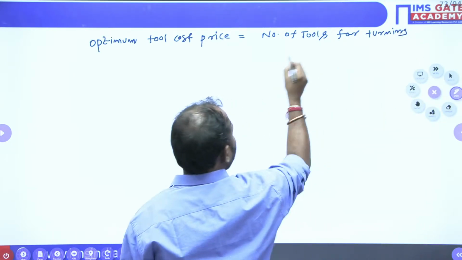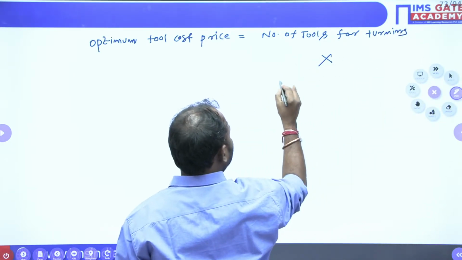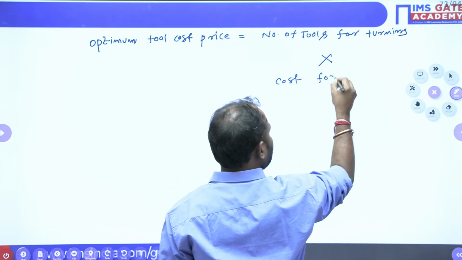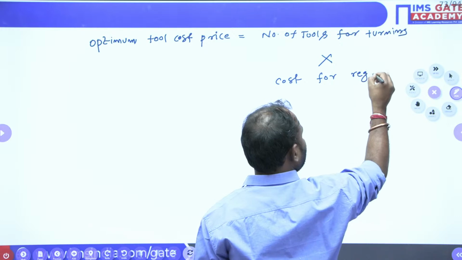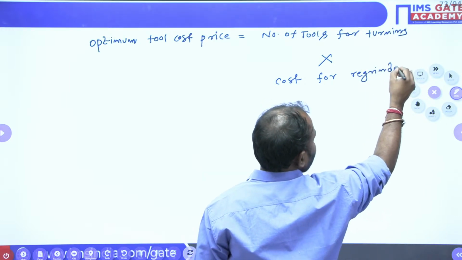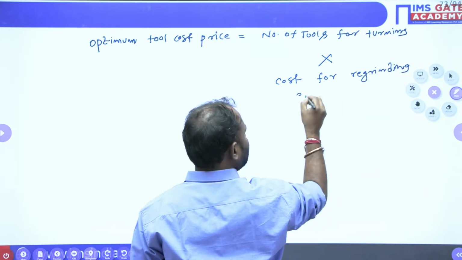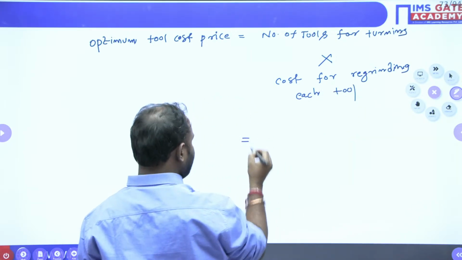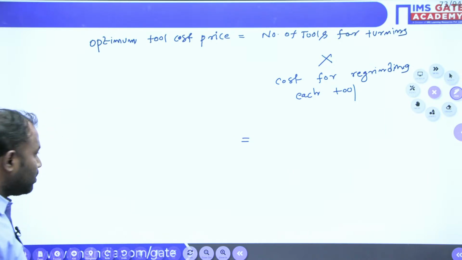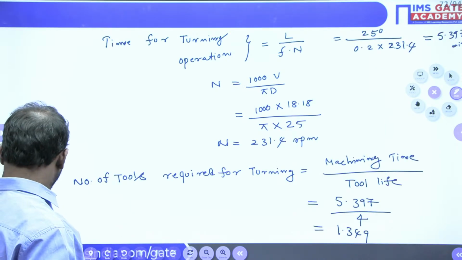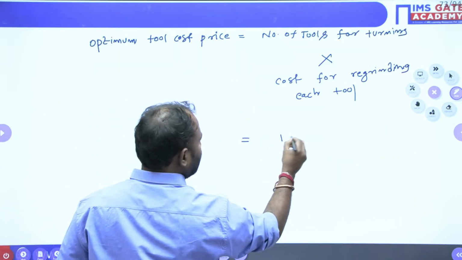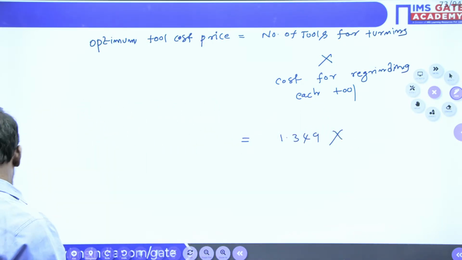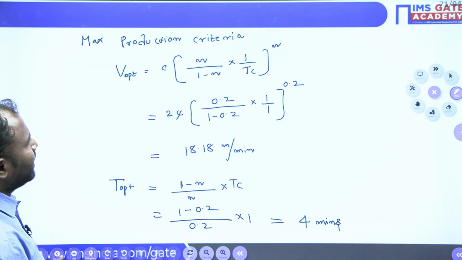Okay, this is multiply: number of tools required times the cost of regrinding each tool. Now the number of tools required, which we just found, is 1.349. This is multiplied by the cost of regrinding each tool.